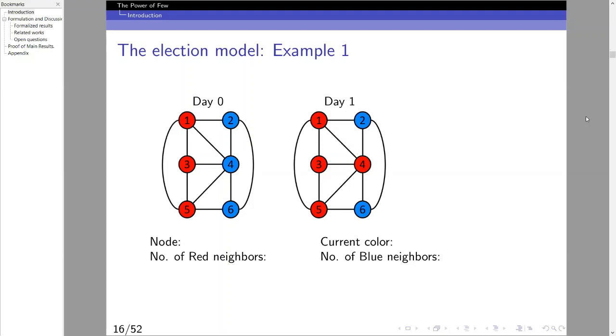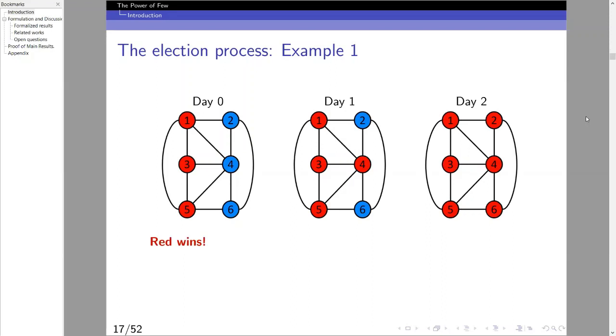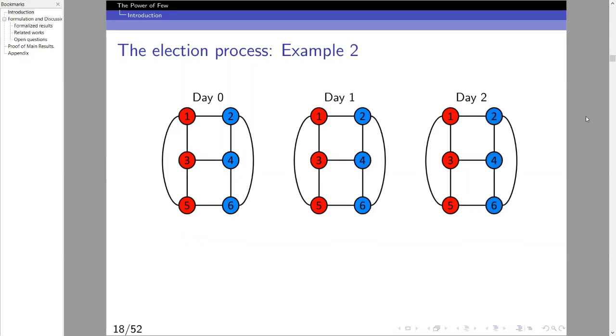Now it's easy to see that everyone will turn red for day 2. So it's a win for red. But let's look at this example. Here everyone has 3 neighbors, 2 of them of the same color and 1 of the other color. And so by majority, everyone will still keep their color for the next day. So this process never changes. It's a stalemate because no one wins.